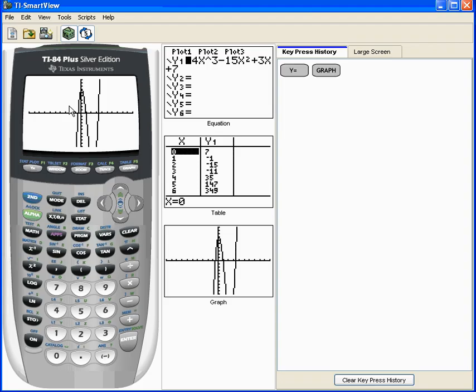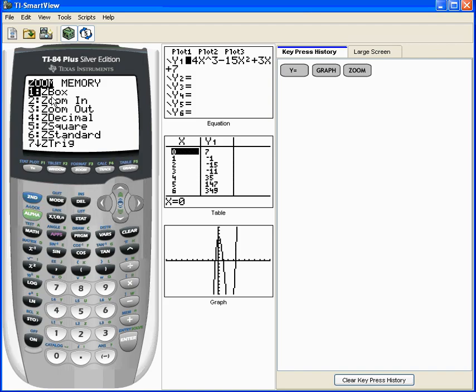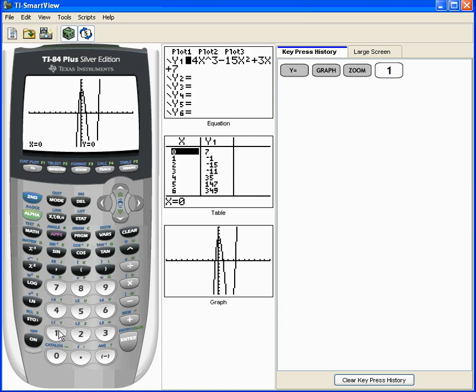I think it would be easiest if we zoomed in a little bit. So let's just practice zooming. I press the zoom button. The zoom box will let us draw a box around that. That maybe is the easiest way to go on this one. So I'll just press the number 1 or hit enter. And you see I get that little flashing cursor there at the origin.